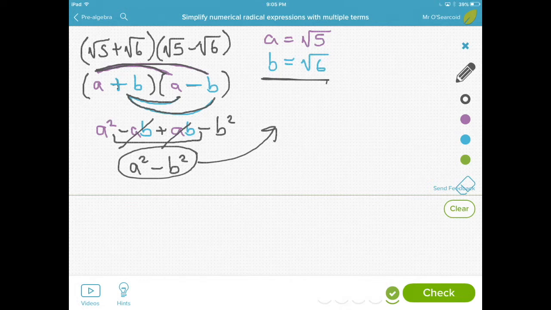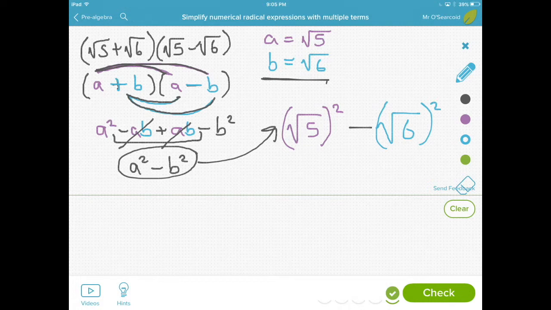Okay, so we actually have the square root of 5 squared minus the square root of 6 squared. All right, that's nice. This square root cancels out with the square. This square root cancels out with the square. So I'm left with 5 minus 6, which of course is equal to negative 1. What an elegant problem.